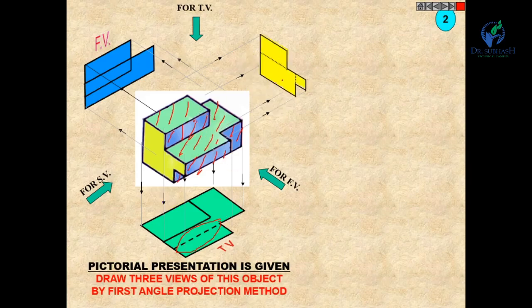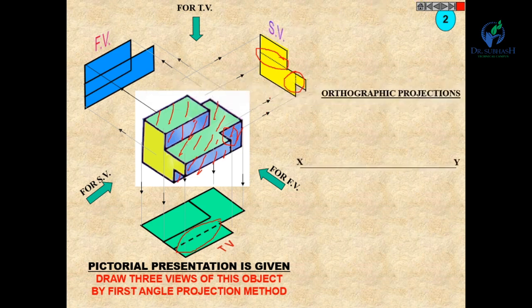Okay, so in this side view you can see this dash line is given. This is also a dash line. Okay, so that hidden part here you can see. Right? This is the left hand side.